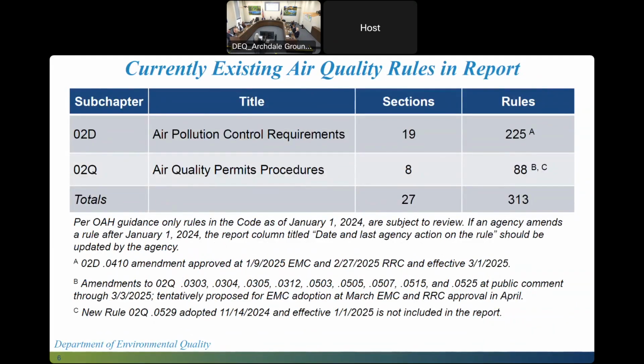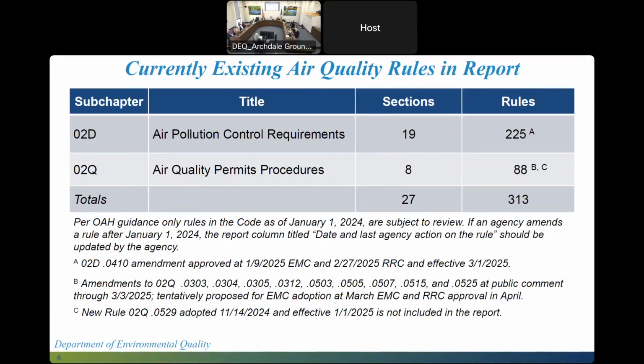So currently, the existing rules that are included in the report are 225 rules in subchapter 02D and 88 rules in the air quality permits procedures. And so that's only a total of 313. That's because OAH has set a cutoff date of January 1, 2024 as rules that are subject to this round of review.